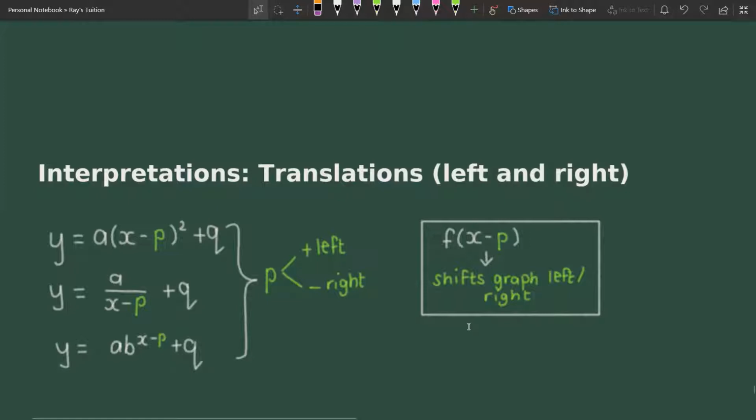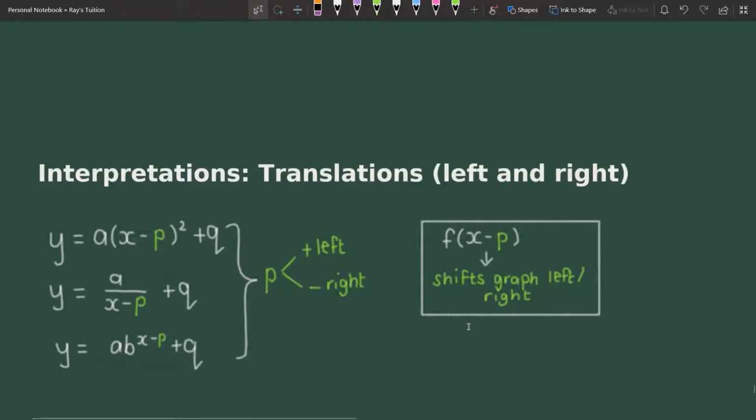I would highly recommend that you watch all of the videos on the different function series: exponential, straight line, hyperbola, and the parabola. Before watching this video, what you should notice is that the general formula for all of those functions has this p. In a parabola, it's a times (x minus p) squared plus q. In a hyperbola, it's a over (x minus p) plus q. And in an exponential, it's a times b to the power of (x minus p) plus q. So all of them have this minus p.